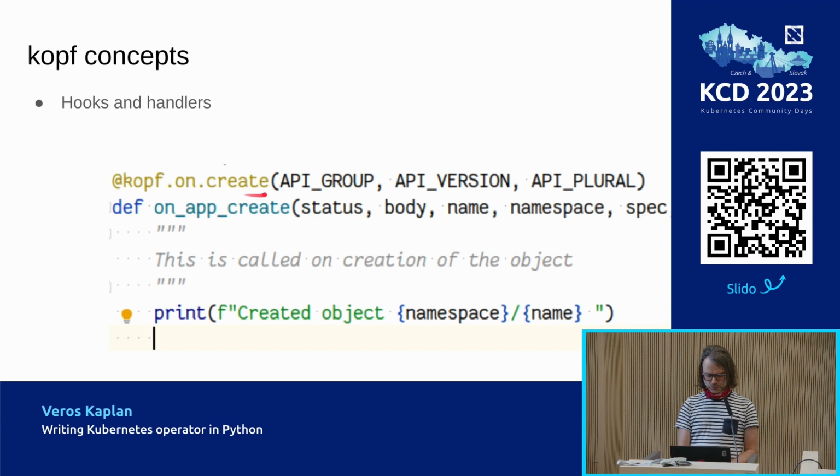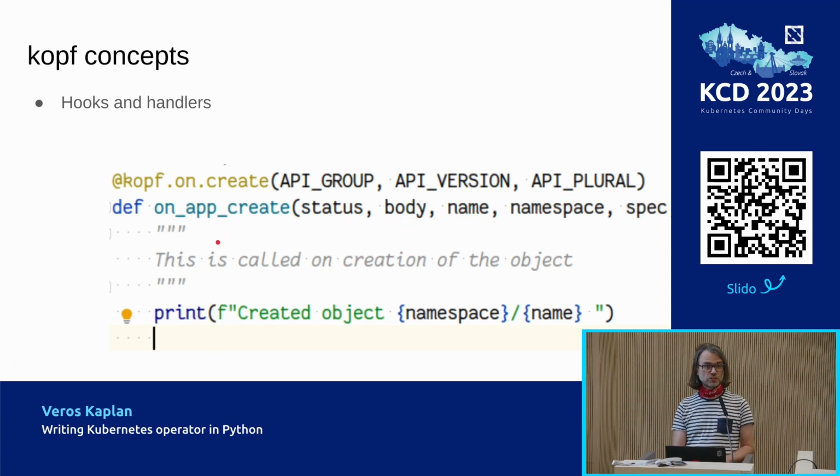And I use a Python decorator from Kopf, and it's called kopf.on.create. And here, API group, API version, API plural. These are strings. There should be our API group, version, and name of the object. And the Kopf framework starts with my program. And when a new custom resource object with this plural is created, then this function is called.